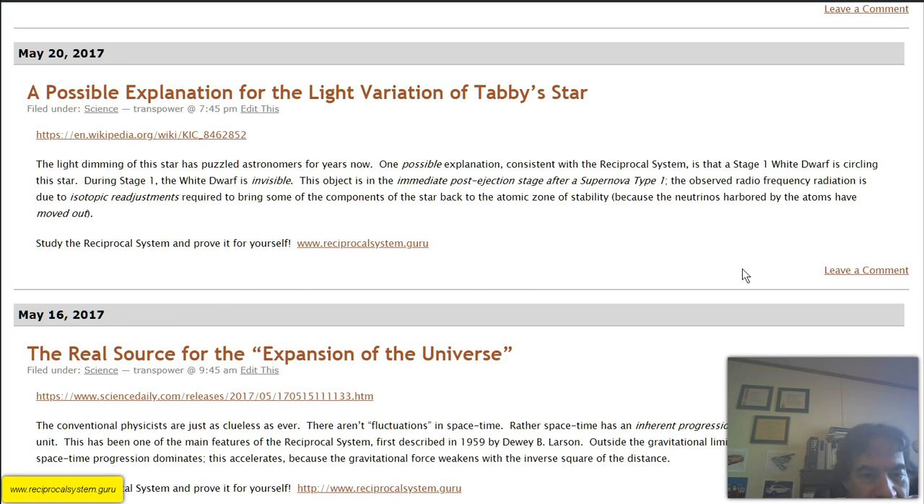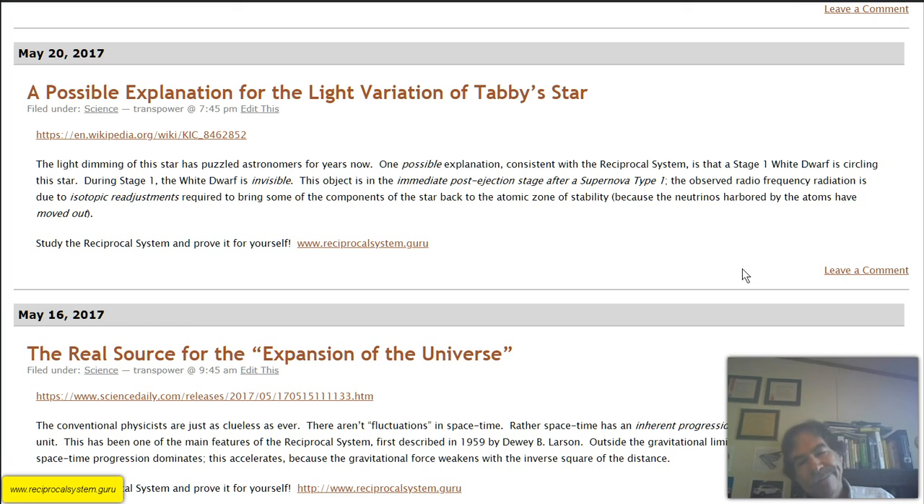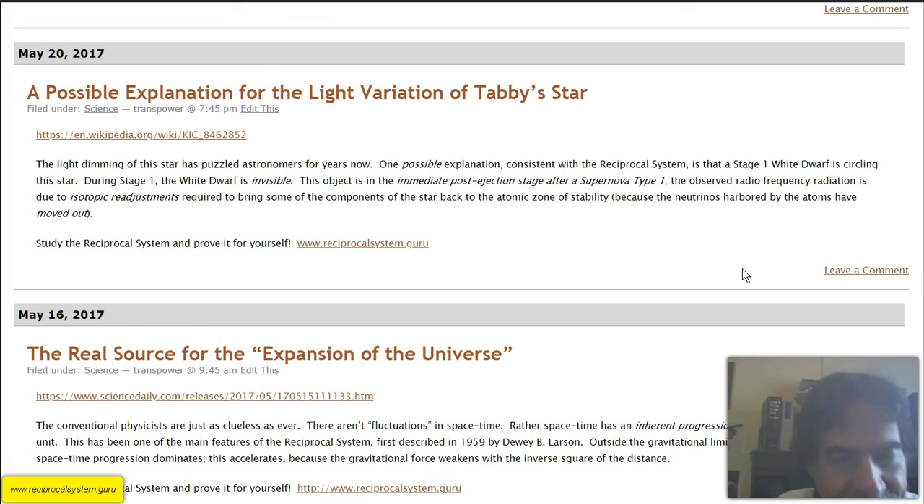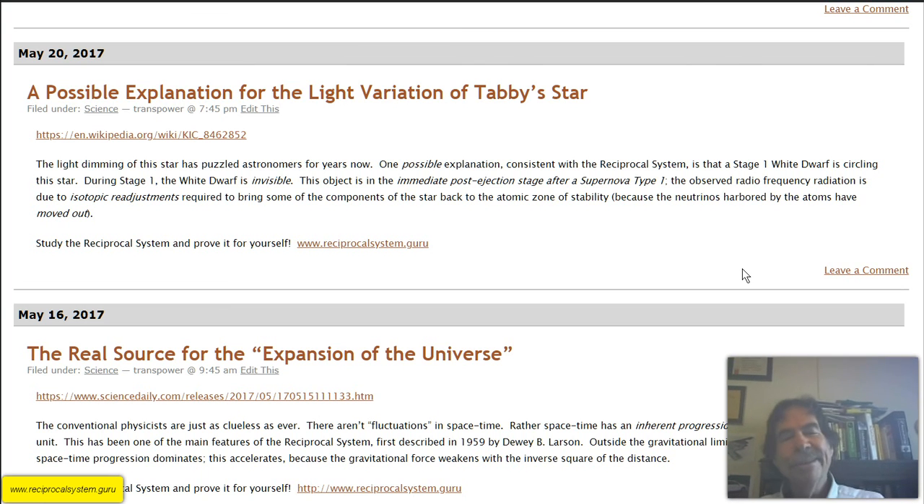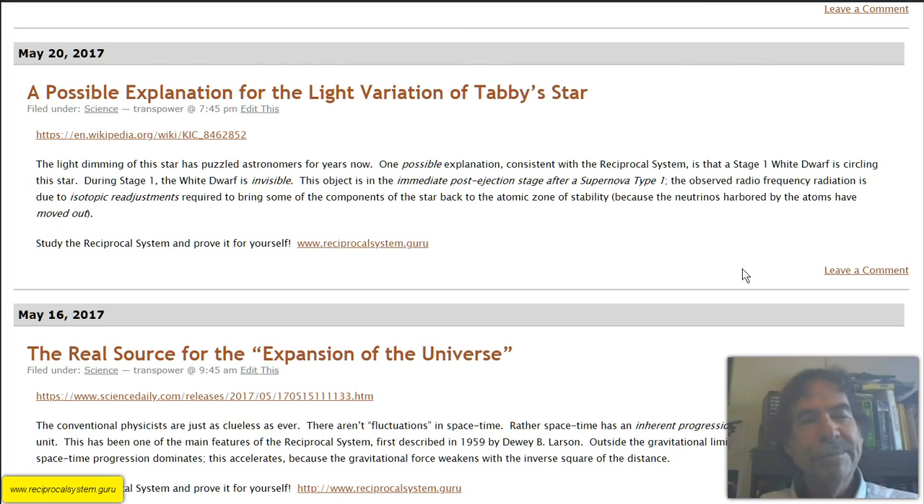Get that understood. So this has been one of the main features of the reciprocal system, first described in 1959 by Dewey B. Larson. Outside the gravitational limit of each celestial body, the space-time progression dominates. This accelerates because the gravitational force weakens with the inverse square of the distance. Okay. Well, that's it for today. This was pretty obvious, both for Tabby's star and the real source for the expansion of the universe.